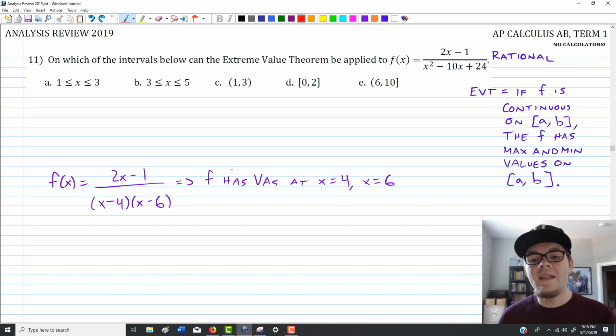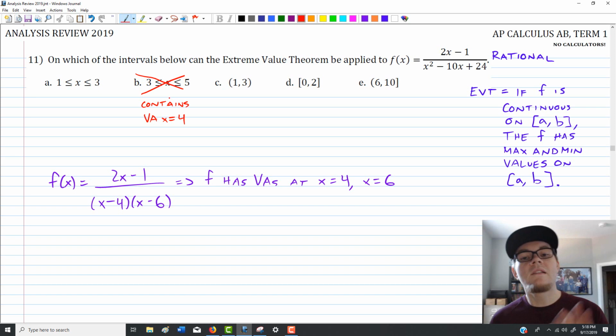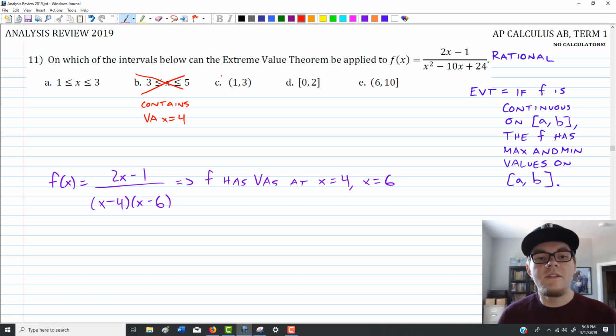So looking at some pieces here, some things that I can see, automatically, I'm going to say no to b. And our reason is b contains the vertical asymptote at x equals 4. So basically b is gone for sure. So out of there. In addition, c is gone as well. The reason c is gone is because it's an open interval.